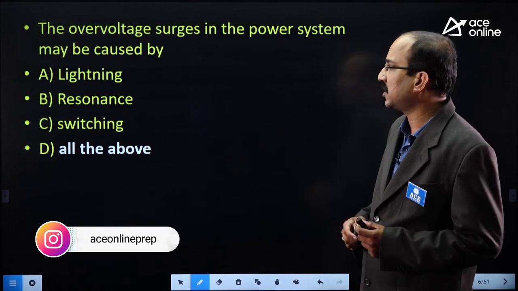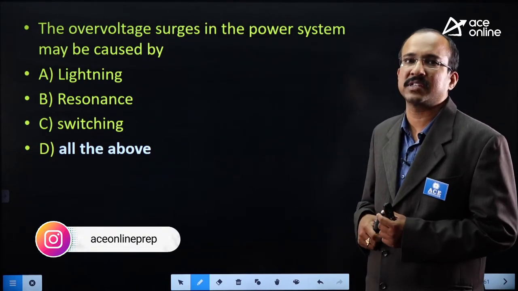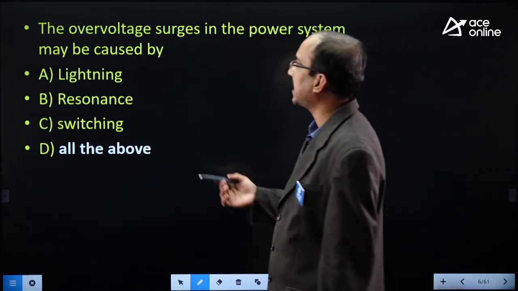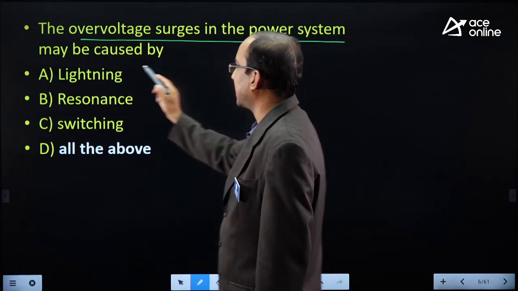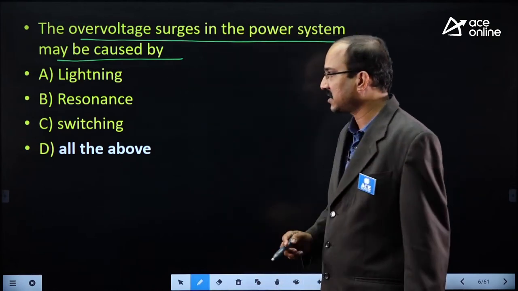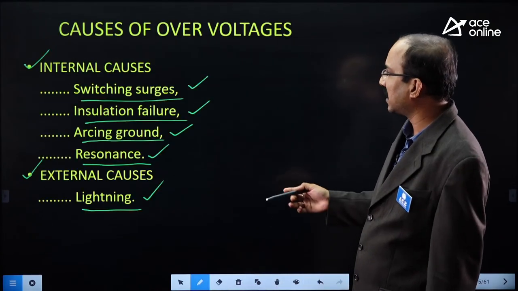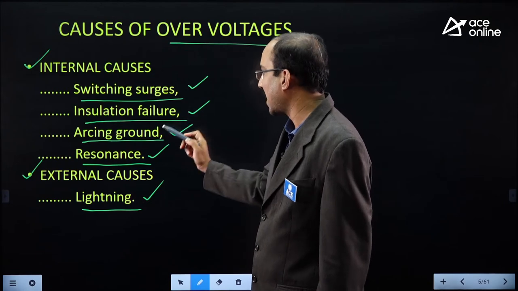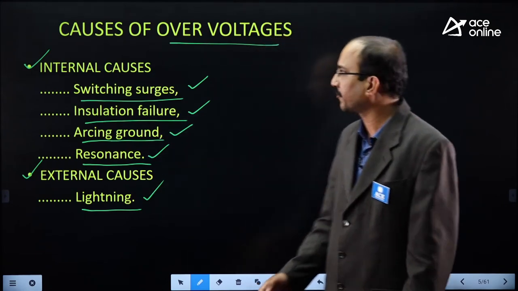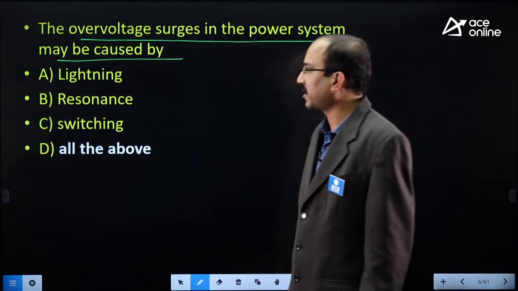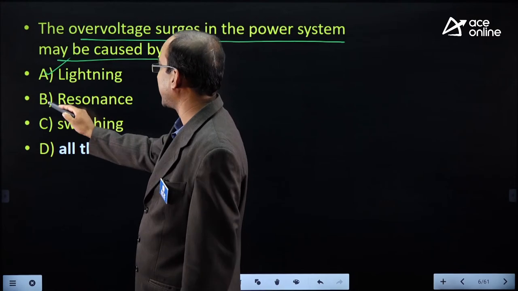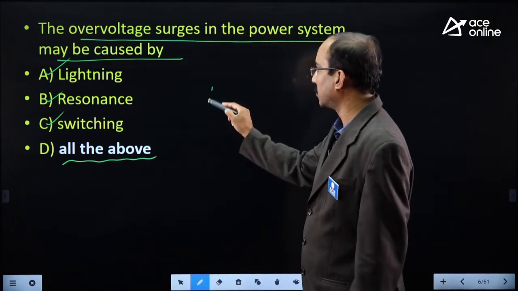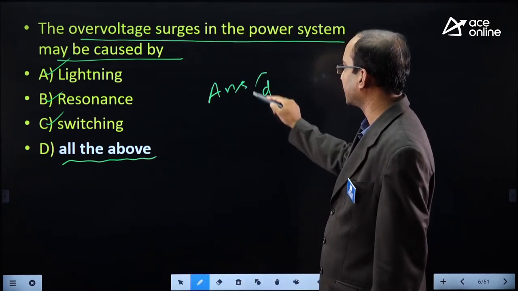Now let us observe a question like this. Generally these types of questions are asked in PSUs. The overvoltage surges in a power system may be caused by: lightning, resonance, switching, all the above. We have overvoltages due to switching surge, insulation failure, arcing ground, resonance, and lightning. So all the above is the right option, because lightning, resonance and switching all cause overvoltage. The answer is option D.